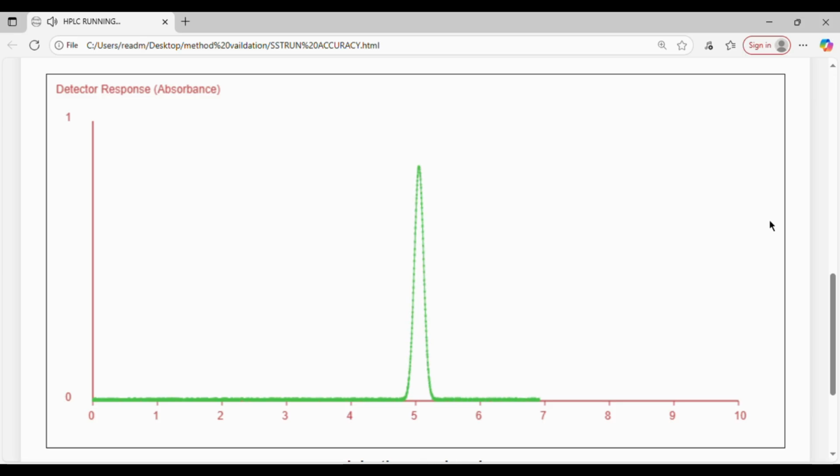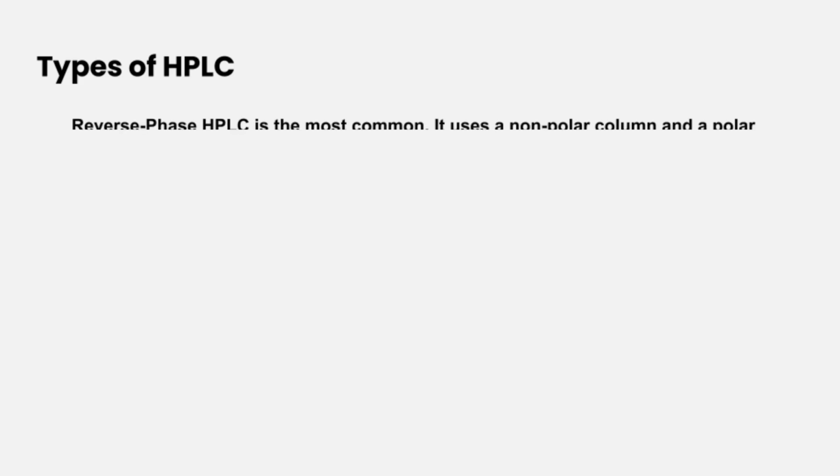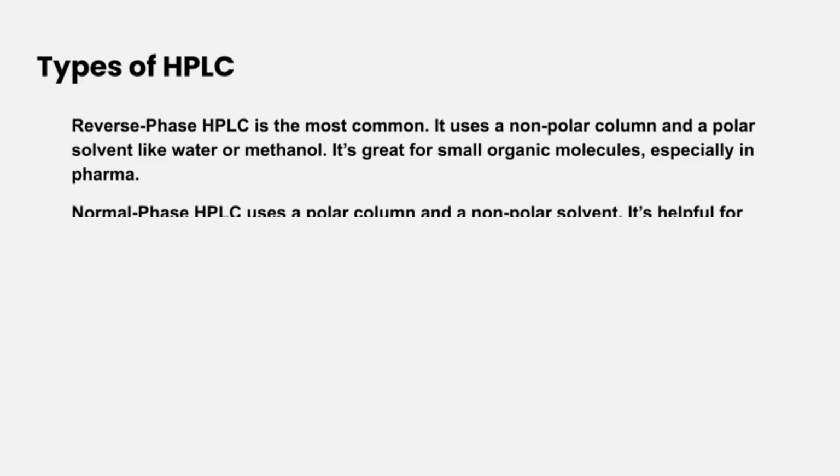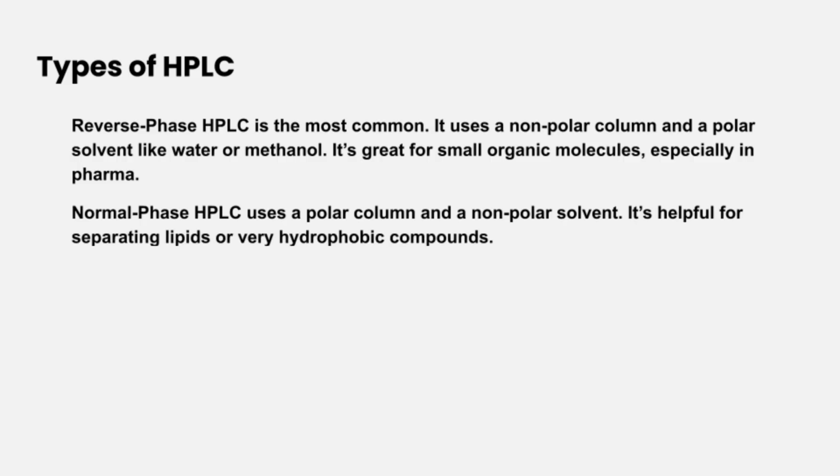Depending on what kind of sample you are analyzing, you will choose the right mode of HPLC. Let's go through the main ones. Reverse phase HPLC is the most common. It uses a non-polar column and a polar solvent, water or methanol. It is great for small organic molecules and especially used in pharma. Normal phase HPLC uses a polar column and a non-polar solvent, helpful for separating lipids or very hydrophobic compounds.